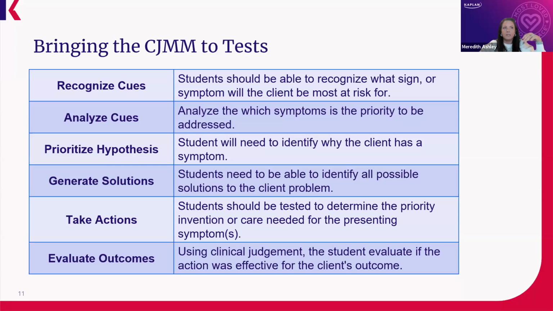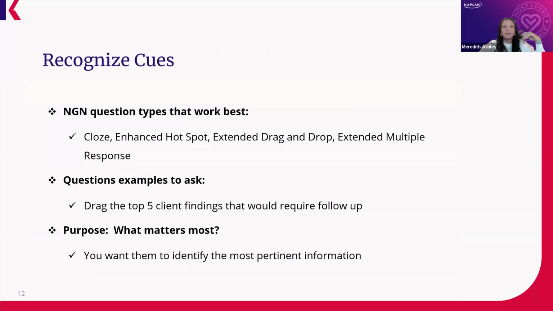Same thing with analyzing cues. So I'm going to go in a little bit more detail here. For recognizing cues, these are some of the NGN question types that work best for this, and this is all recommended from the NCSBN. You can find all of this information on their website, but the cloze, the enhanced hotspot, drag and drop, and extended multiple response really test this level of the NGN question types best. Question examples would be maybe drag the top 5 client findings that you would require follow-up.